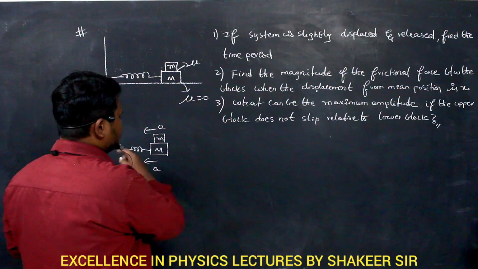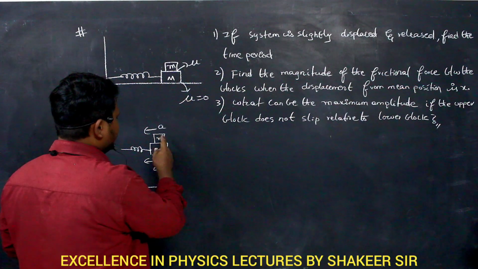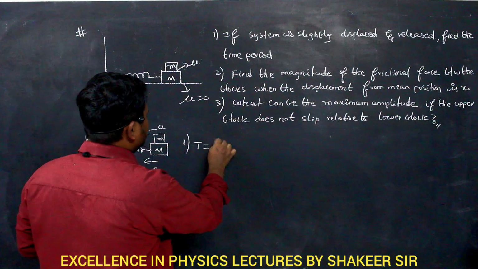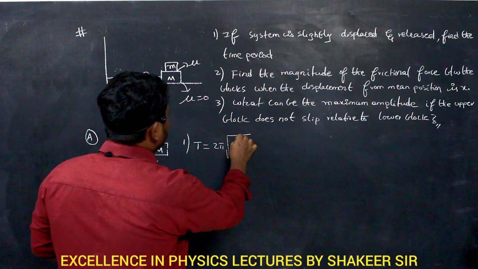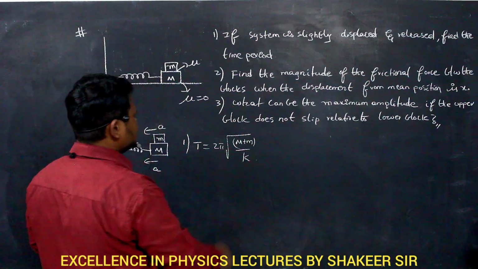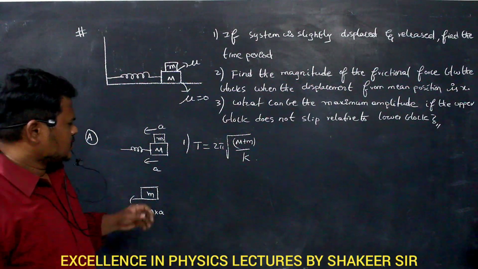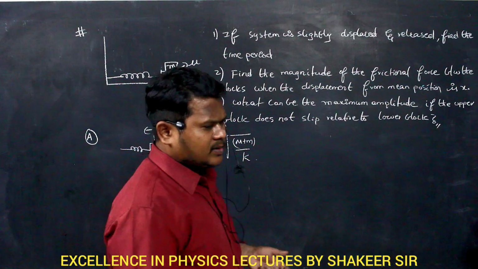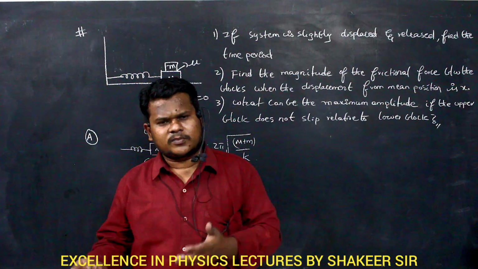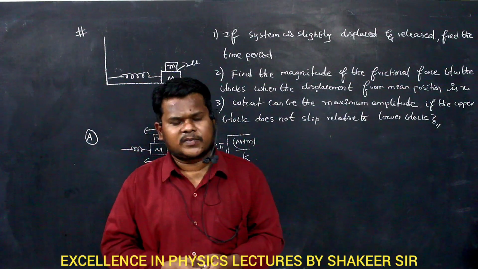So both of them are moving as a single body, no? And they are moving as a single body because of friction. So for the first condition, the time period can be written as 2 pi root of m by k. Here m is the total, (m plus M) divided by k. So this is the answer for the first question. Clear? So why am I writing m plus M here? Because both the bodies move as a single body. Okay? Why are they moving as a single body? Because of friction. Clear? Okay.